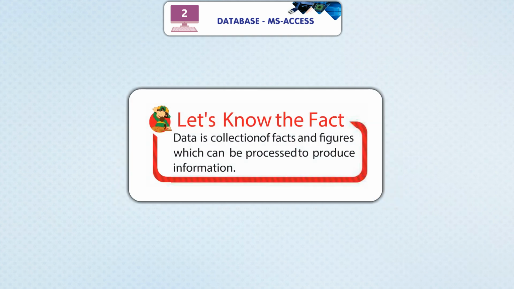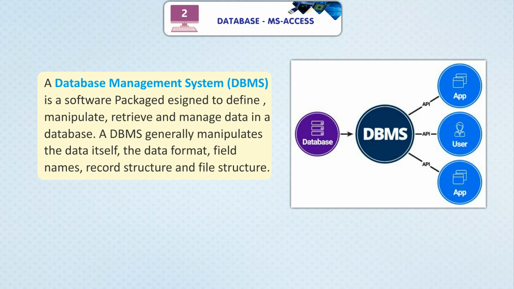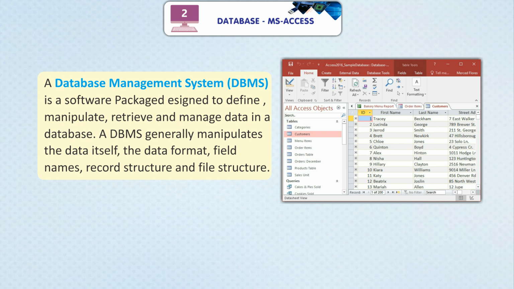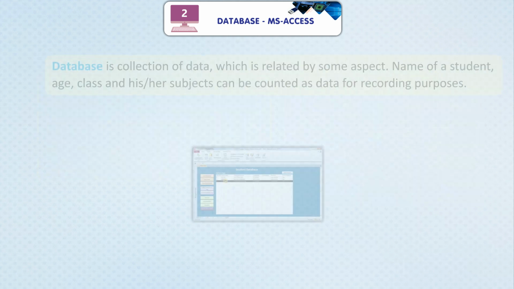Let us know the facts. Data is collection of facts and figures which can be processed to produce information. A database management system or DBMS is a software package designed to define, manipulate, retrieve and manage data in a database. A DBMS generally manipulates the data itself, the data format, field names, record structure and file structure.